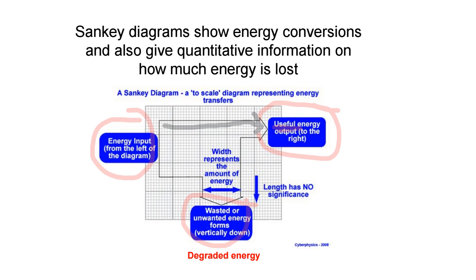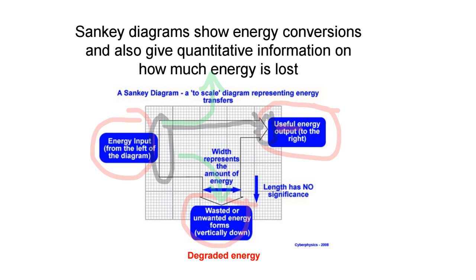We start off with the energy input at one side of the arrow, and at the tip of our arrow, we represent the useful energy. The wasted energy we always show as coming off to the side. Now in this picture, it's going down, but it could just as easily be pointing upwards. The important thing is that it's coming off the arrow, either up or down.